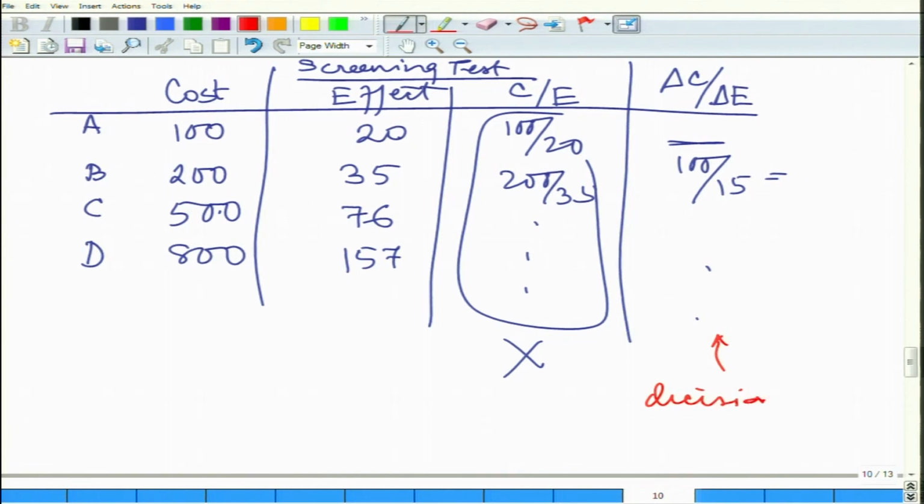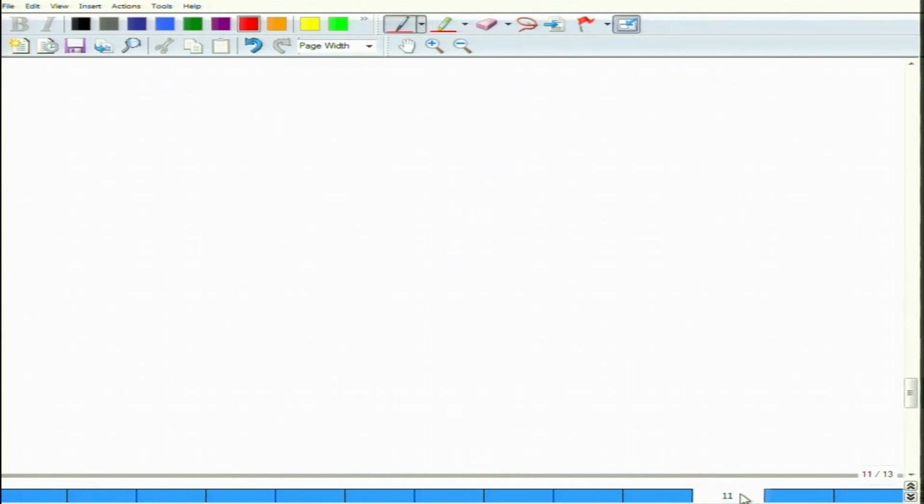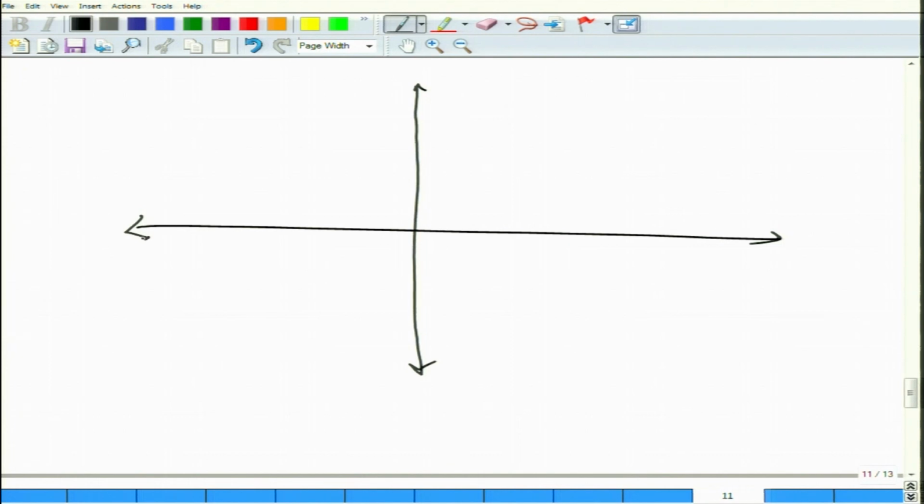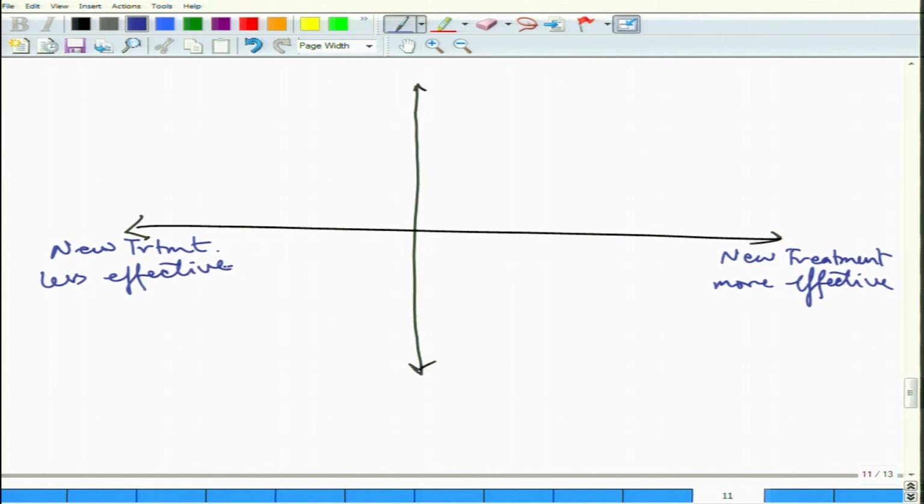If we want to plot this decision rule technique on a four quadrant diagram, then it would be like this: the new treatment is more effective, new treatment less effective, new treatment less costly, new treatment more costly.